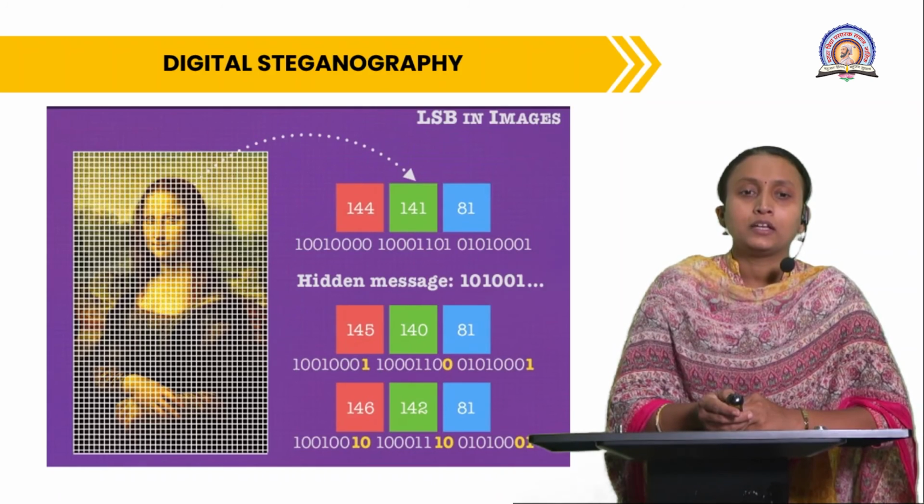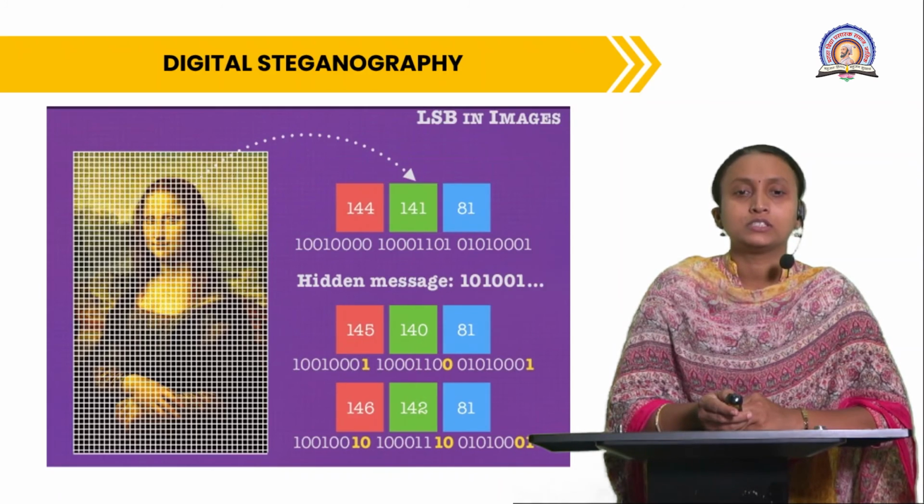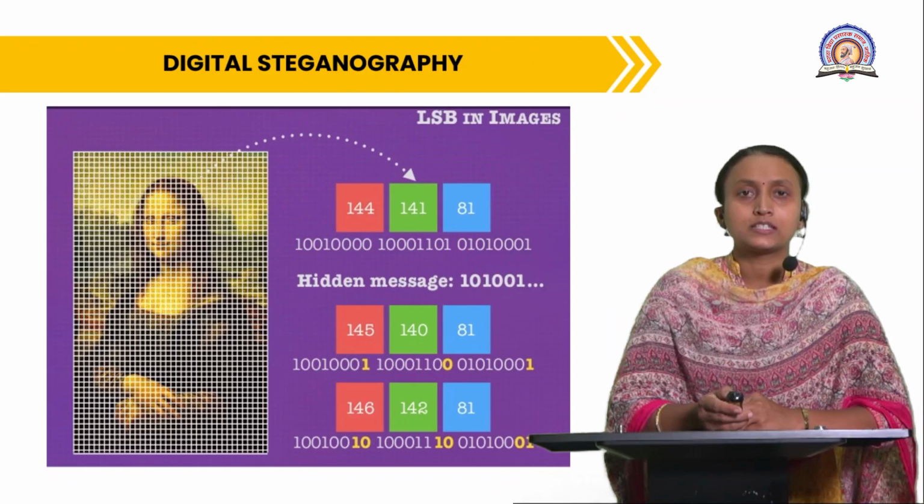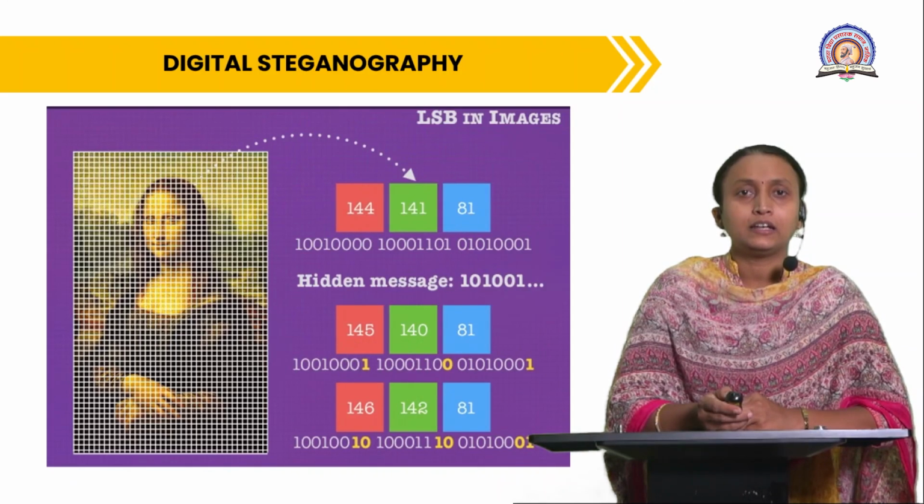Also, the second hidden bit is 0. For that purpose, the LSB of the second color, green, is changed, which becomes 140. And the third, 81, stays as it is because the last bit is the same in the hidden message as well as the color code. Same way in the last row. Instead of just one bit, we can send two bits of the hidden message at a time, so two LSBs will be changed, which are the actual message from the hidden message. So in this way, digital steganography can be used to send a hidden message with the help of LSB in images.